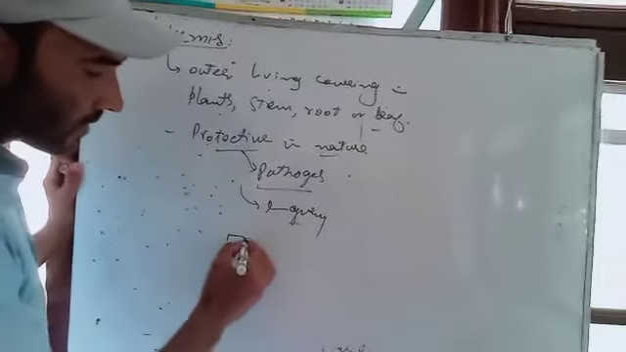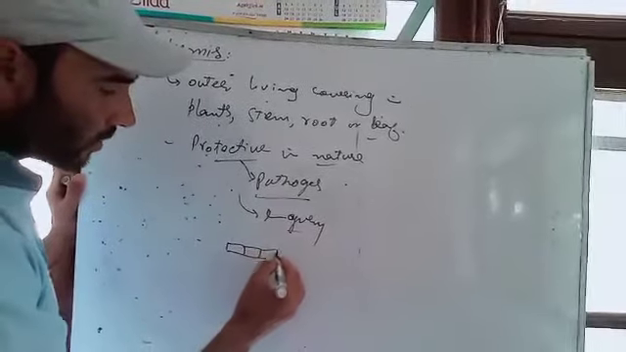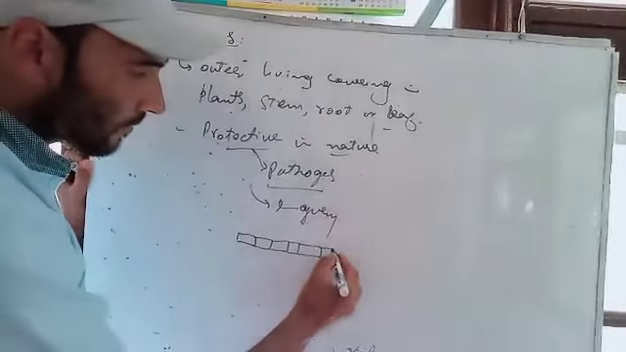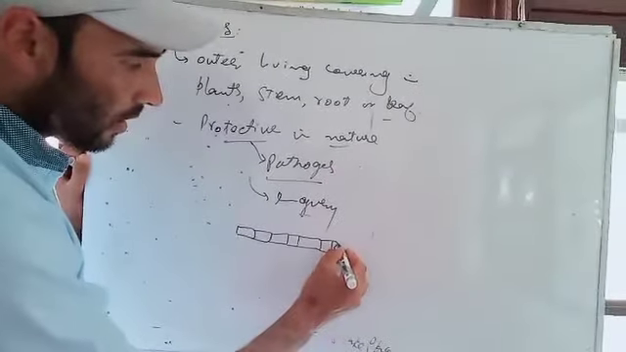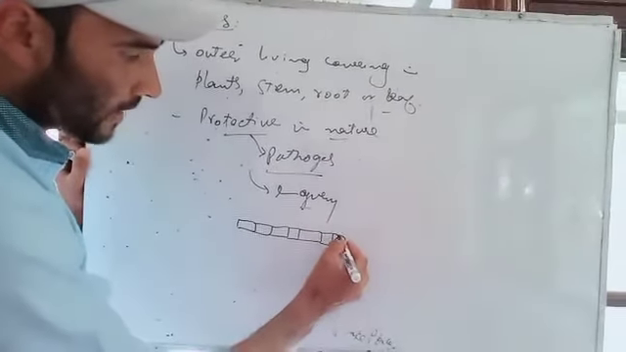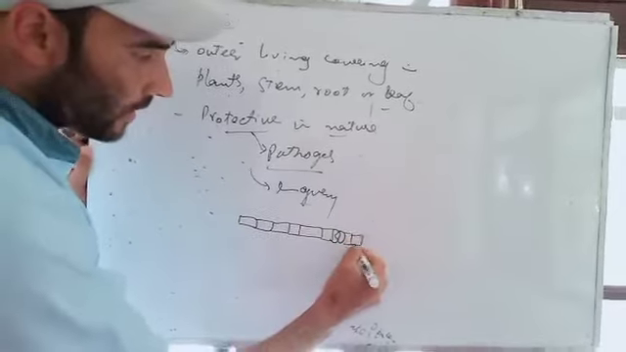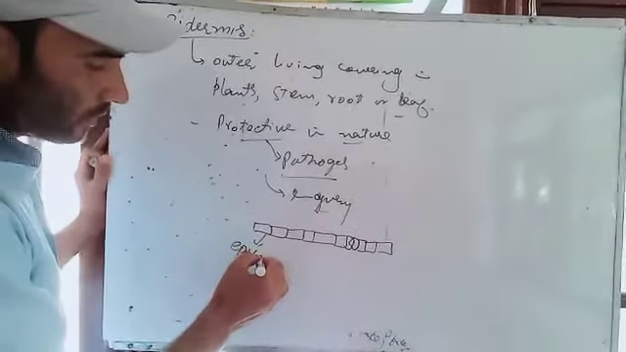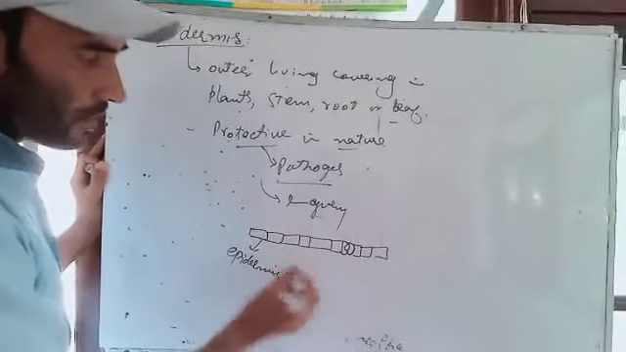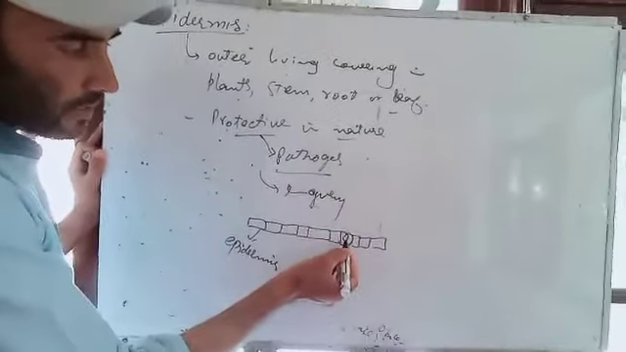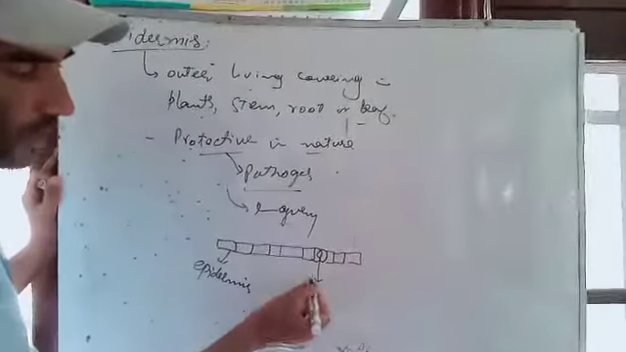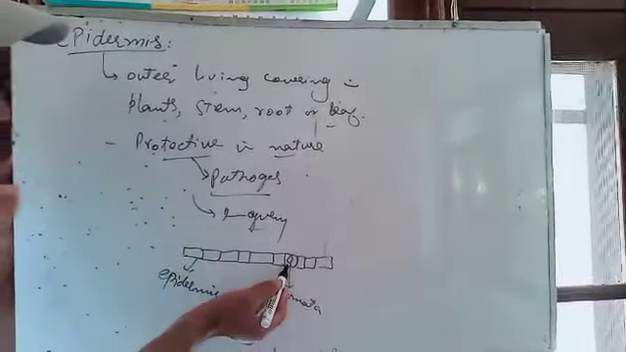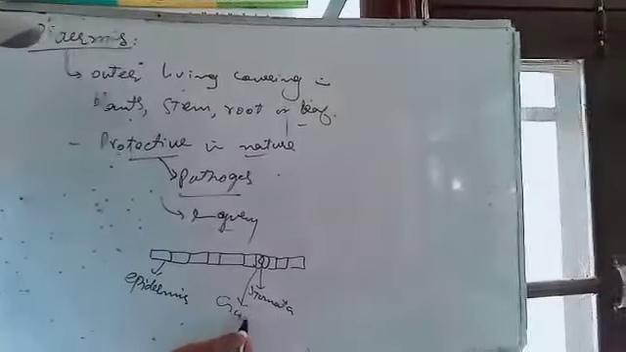cells like this. The barrel shaped or rectangular shaped cells, and these rectangular shaped cells have a structure that is known as stomata, like these. This is the epidermis, and on the epidermis there are pores. These are known as stomata, and the stomata is formed by guard cells.